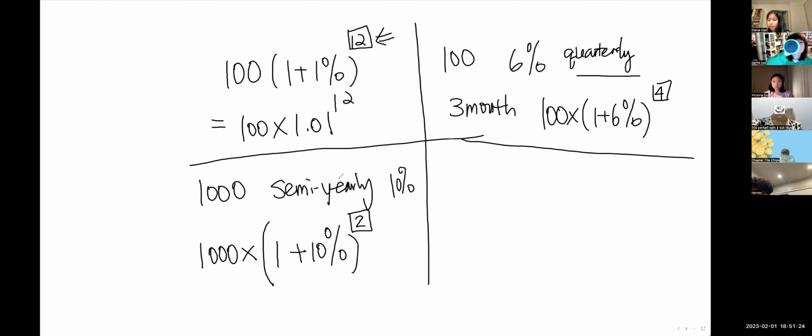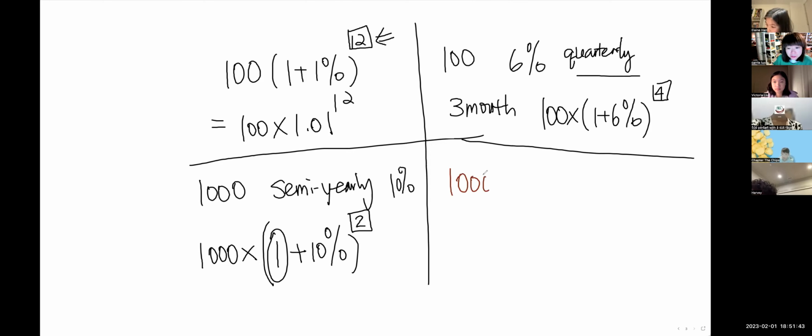Does the number that you add the percentage to always have to be 1? Yeah, always 1. Very good. Very good answer. I'm sorry, very good question. Very good answer.